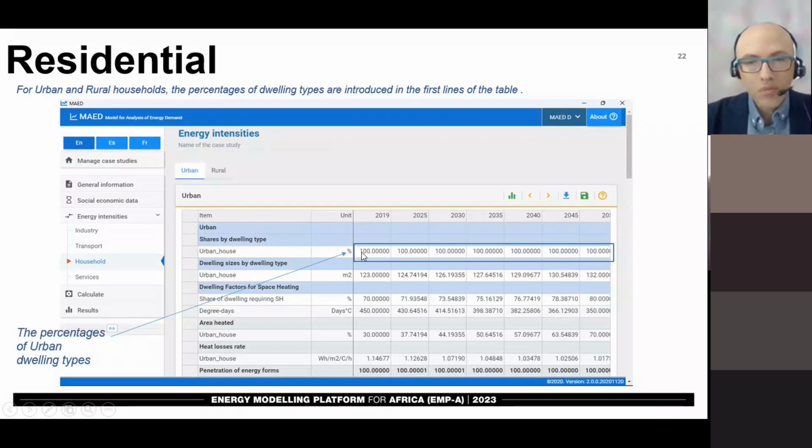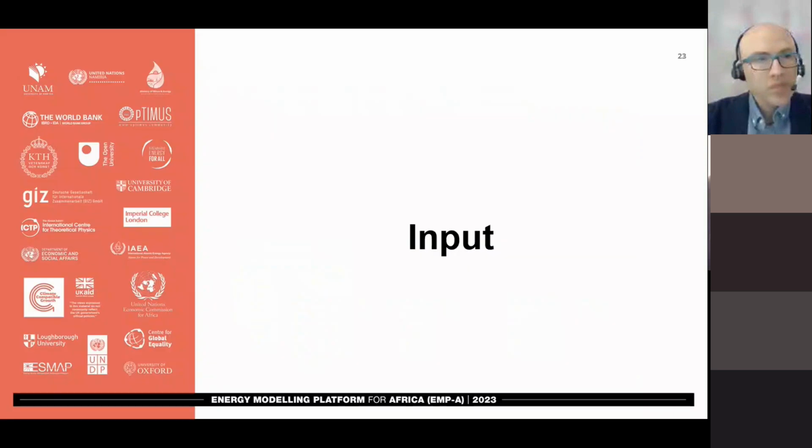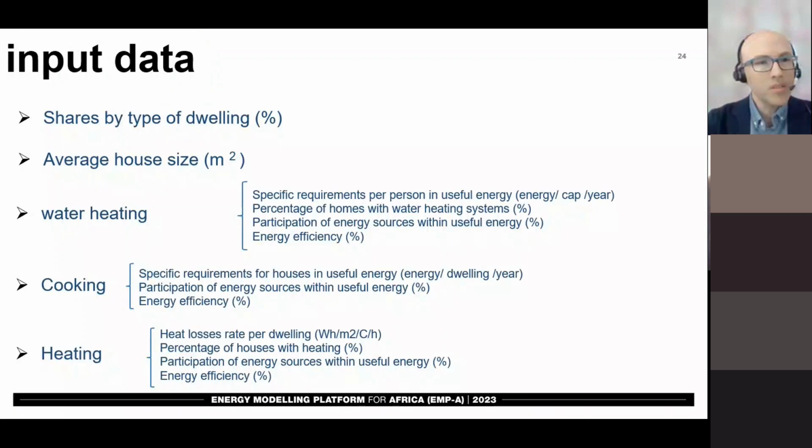So we can move now to the input data. What we need for the household sector is the shares by type of dwelling, the average size of houses by type of dwelling. For water heating, we will need specific requirements per person in useful energy, the percentage of homes with water heating systems, the participation of energy sources within the useful energy, and the energy efficiency. For cooking, we need specific requirements for houses in useful energy, participation of energy sources within useful energy, and the energy efficiency.